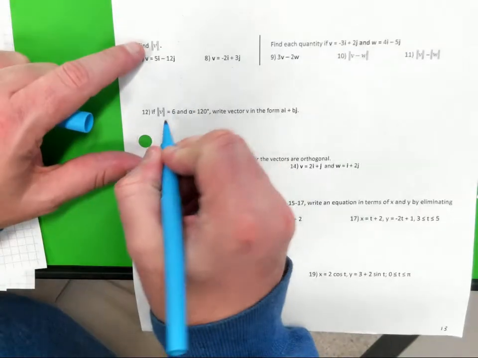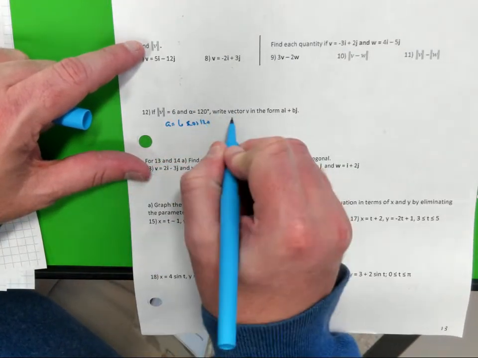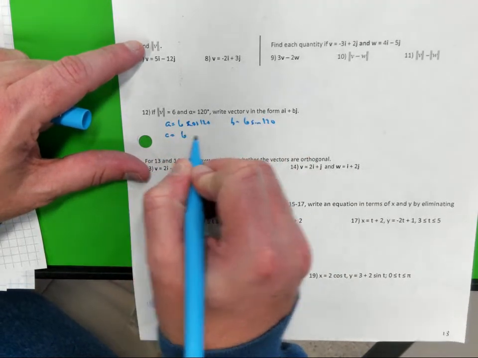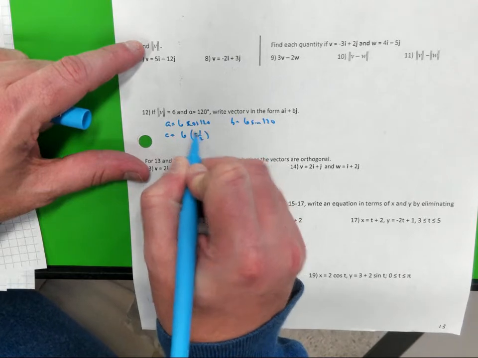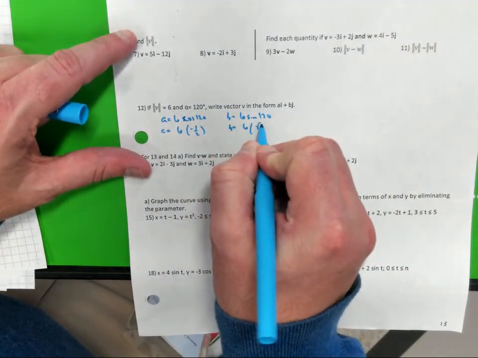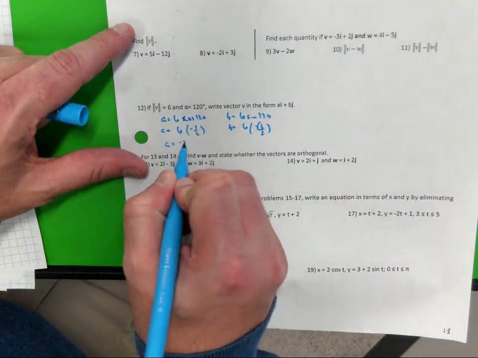Number 12 would be A equals 6 times the cosine of 120, B equals 6 times the sine of 120. So it'll be 6 times a negative 1/2. Cosine of 120 is negative 1/2.